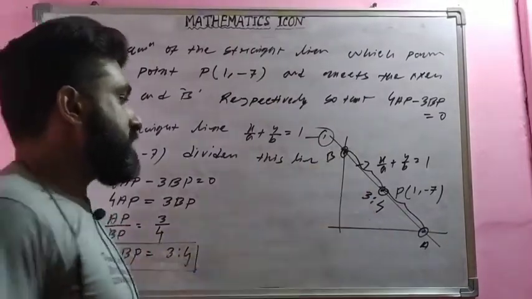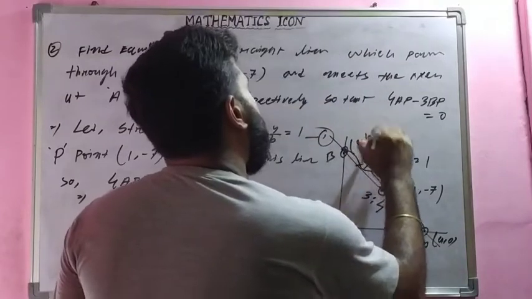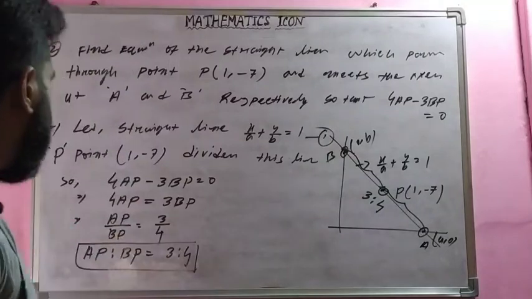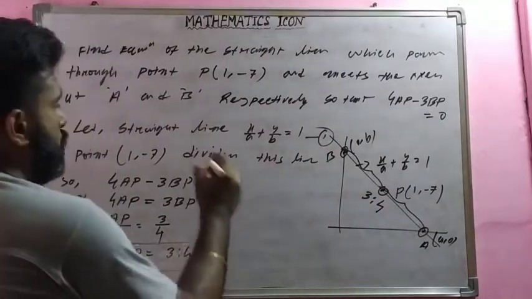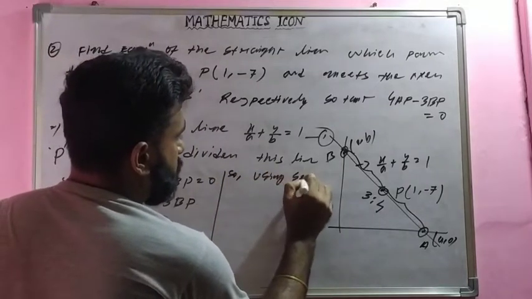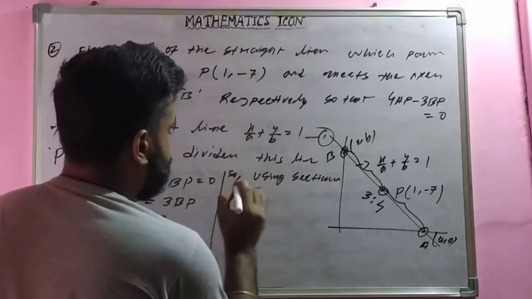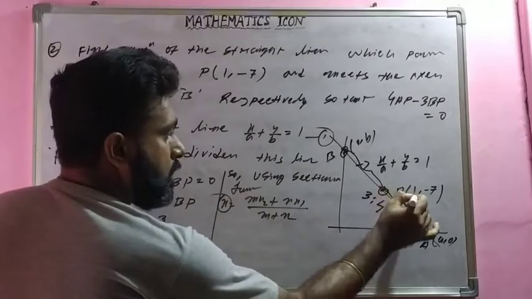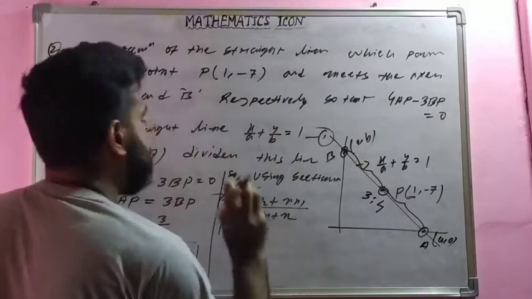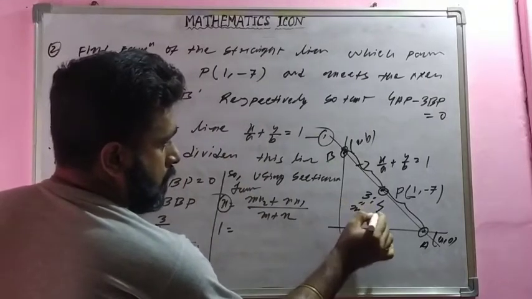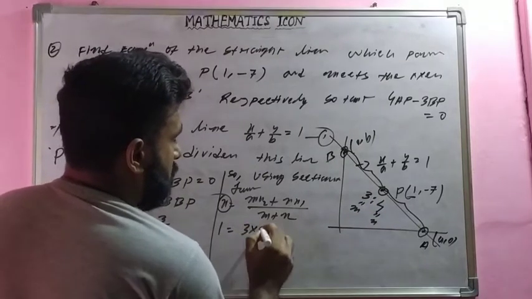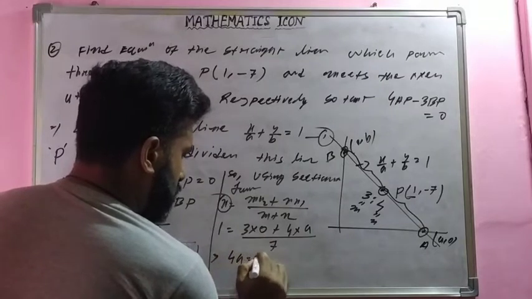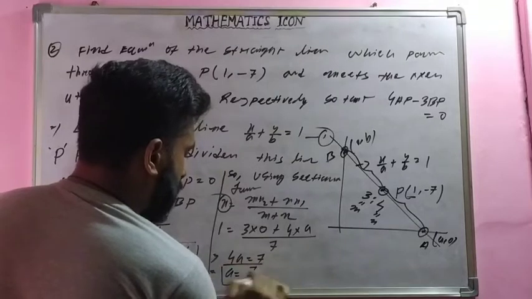Now the ratio is known, end points are also known, because according to the concept, the end points are (a, 0) and (0, b). Now you can continue just like your previous solutions. So using the section formula x equals to mx2 plus nx1 by m plus n. So what do we put in place of x? Here m is 3 and n is 4, so 3 into x2 plus 4 into x1 by m plus n, that means 7. So I think 4a equals to 7, that means a equals to 7/4. You got the value of a.